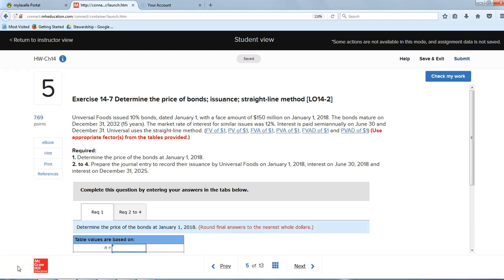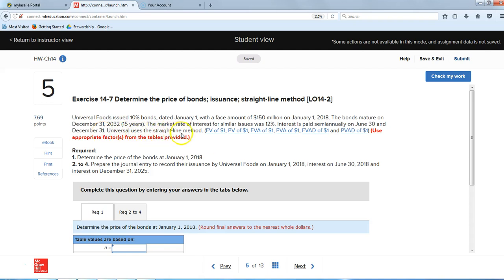Universal Foods issued 10% bonds dated January 1st with face amount $150 million on January 1st, 2018. The bonds mature on December 31st, 2032, so the bonds extend 15 years. The market rate of interest for similar issues was 12%. Interest is paid semi-annually on June 30th and December 31st.